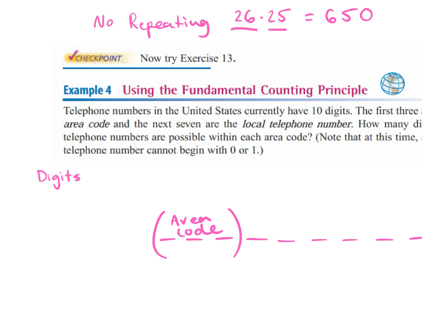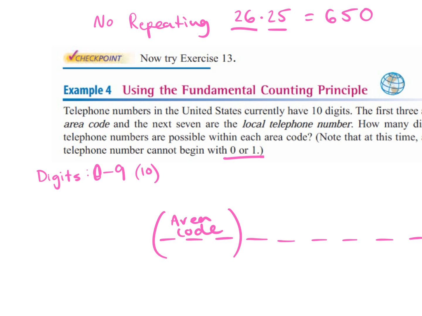So digits are numbers 0 through 9. So Santi, how many digits total do we have? 0 through 9? 10. Yeah, good job. So we've got 10 possible digits total, but the first number cannot begin with 0 or 1. So our first number could be 2, 3, 4, 5, 6, 7, 8, 9.